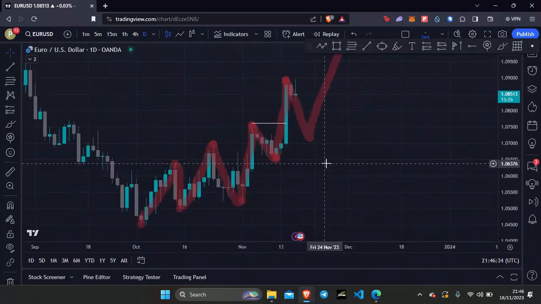But this was market structure. This was lesson 1. I will see you in lesson 2.